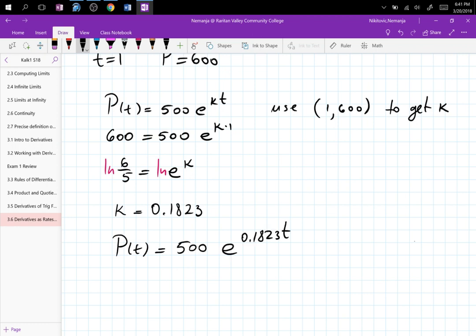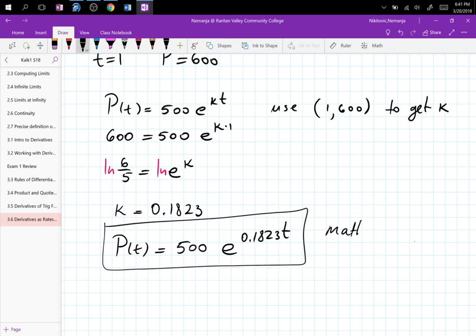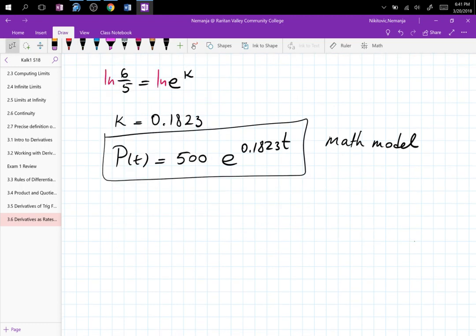So this is the math model for this situation with rabbits. Now clearly, if you counted a different value other than 600 after a year, that will change. So we have our equation. Now I can use this equation to calculate years.